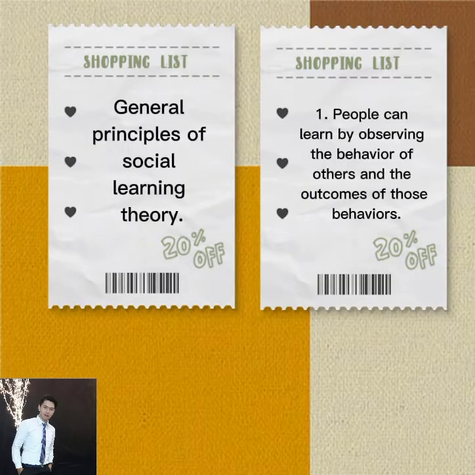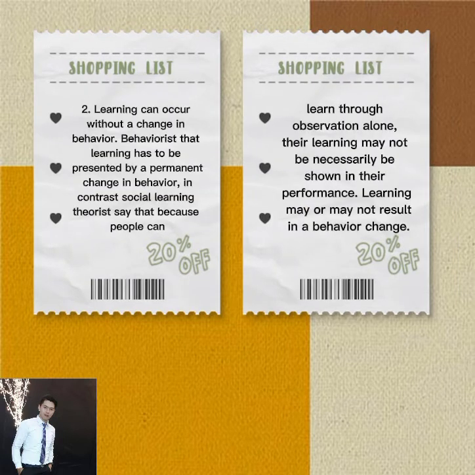Now, let's go on to general principles of social learning theory. People can learn by observing the behavior of others and the outcomes of those behaviors. So this is what I have explained to you a while ago, that people can learn from one another. Now, learning can occur without a change in behavior. So no matter how far is our knowledge or no matter how much did we learn, we don't have to change our behavior, because as stated here, learning can occur without a change of behavior. And according to Bandura's social learning theory, because people can learn through observation alone, their learning may not necessarily be shown in their performance.